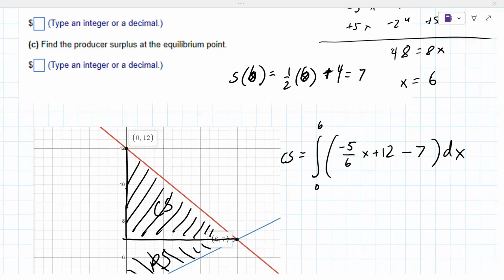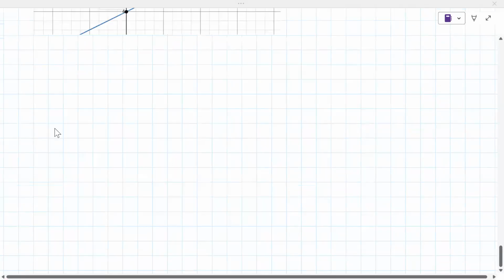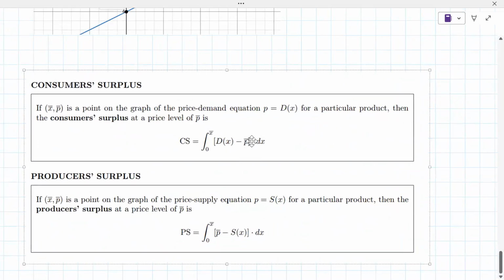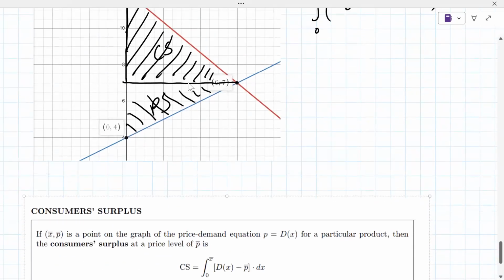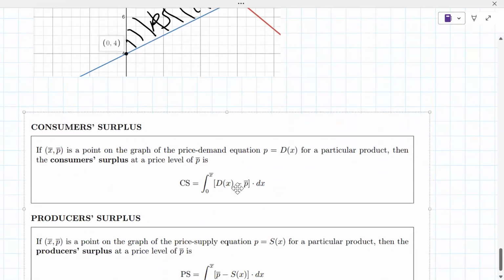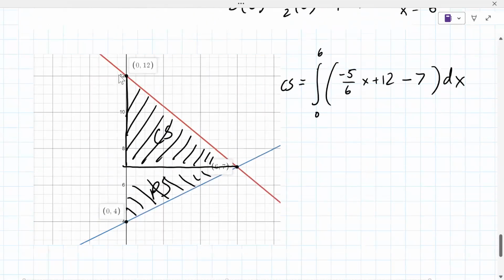Here are the two formulas for producer and consumer surplus. In the producer surplus, this top one here, you subtract out P bar, which is the average price right there. And the demand function is always the one sloping down. It's the other way to look at it. But you have to be able to find the antiderivative of this.